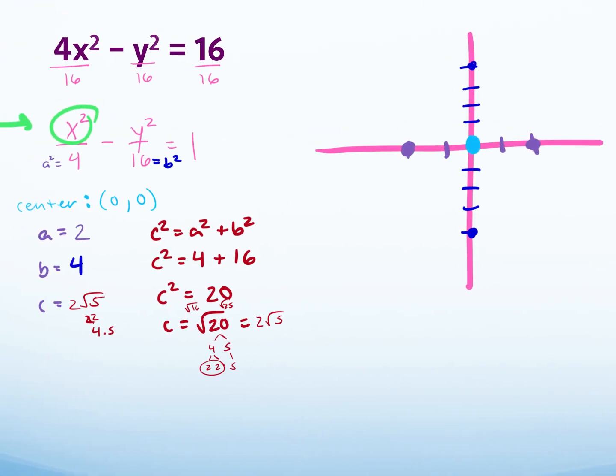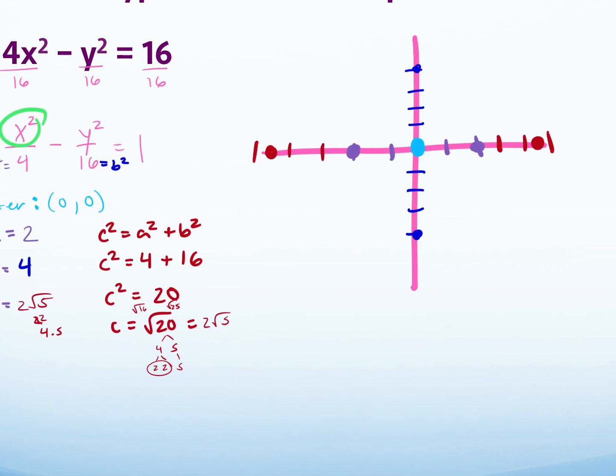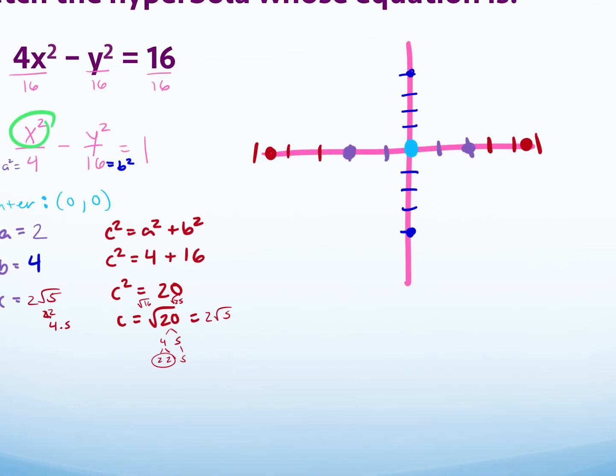So remember, c tells us the distance from the center to the foci. Are my foci going to be horizontal or vertical? Horizontal, because they fall on our transverse axis, which is horizontal. So I'm going to go from the center to the right 4.5-ish. 3, 4, 5. So put a point there. 1, 2, 3, 4, 5. Put a point there. Right, so those are all of my important points.